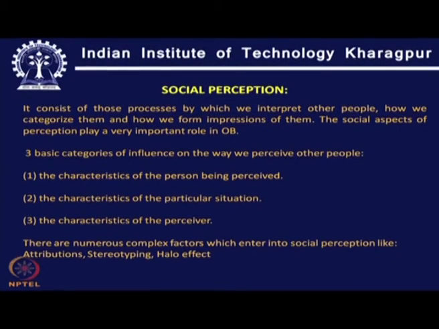Social perception consists of those processes in organizations by which we interpret people, and then how we categorize them and we try to form certain impressions of them. The social aspects of perception really play a very important role in organizations in person perception.